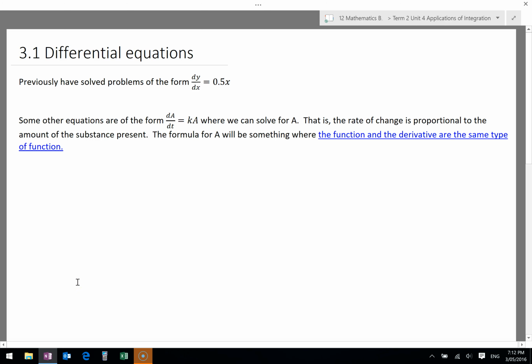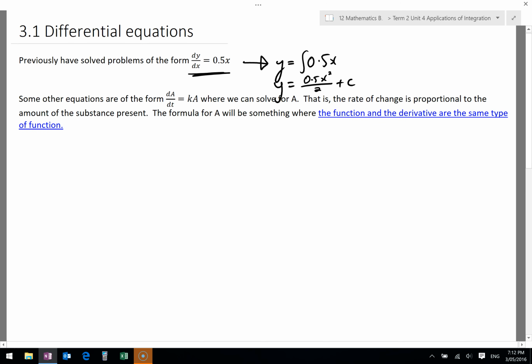Today we're going to look at some differential equations. So previously we've solved equations of this form. The derivative of the function is, for example, 0.5x. We can find the original function by simply integrating the derivative, and we end up with increase the power by 1, divide by that power, plus c. Since you practiced a few of these, they should be pretty routine by now.